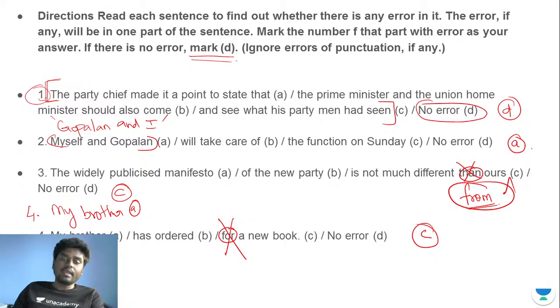So the correct way of making a sentence here is: My brother has ordered a new book. So one orders a new book and not orders for it. Okay. So it is not orders for it. It is ordered a new book. That's how it should be. Okay. The error is with option C. Very good. Very good, guys.